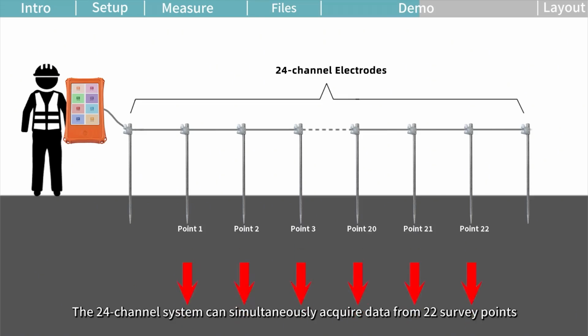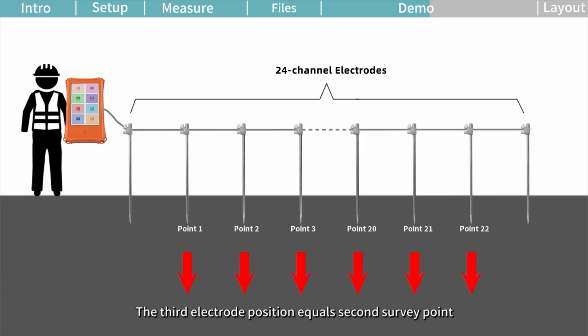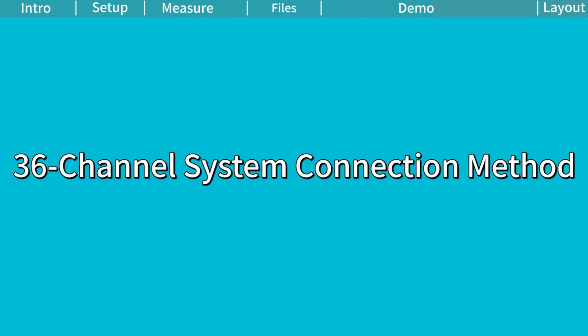The 24-channel system can simultaneously acquire data from 22 survey points. Each survey point is the midpoint between M and N electrodes. The second electrode position equals first survey point. The third electrode position equals second survey point. Repeat until the entire profile is measured.